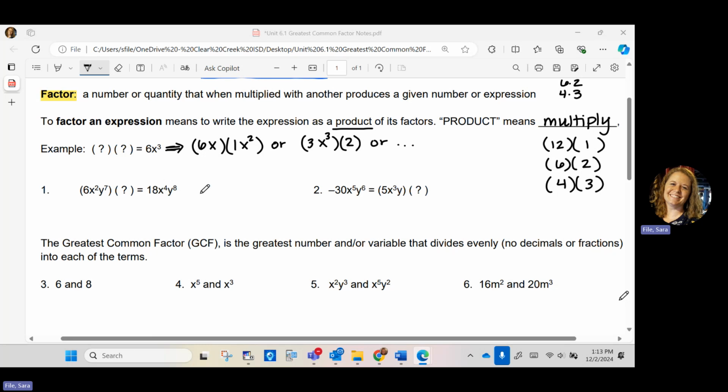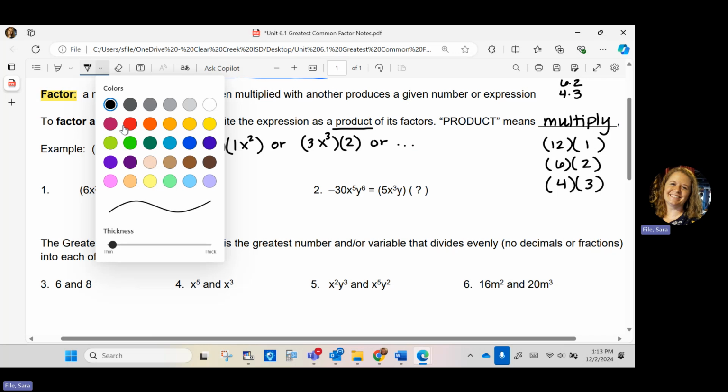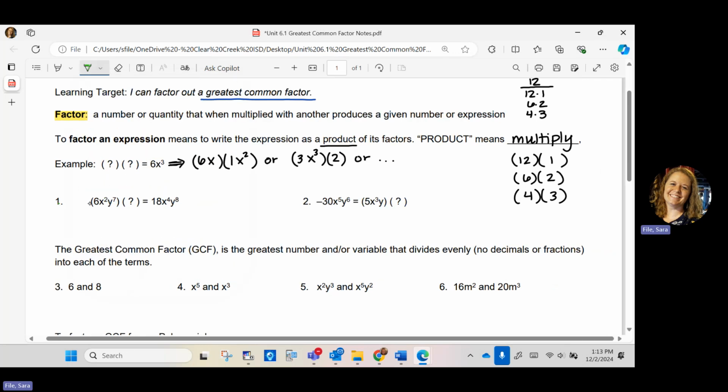So I'm going to break this down. I'll try and color code it here for you. So I'm going to do the number. 6 times what would give me 18? So I want to equal 18. 6 times what?